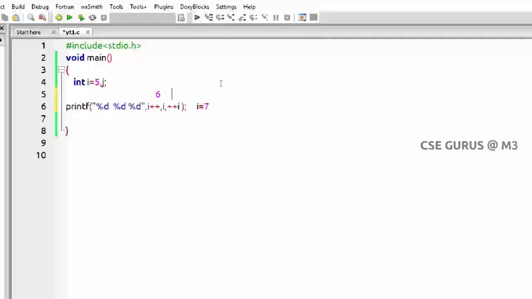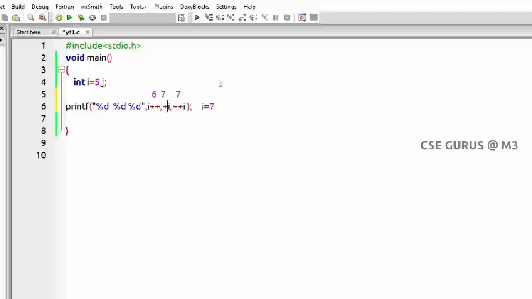So here, ++i is there, so 7. Here, i is there, so 7 will be taken. Not for this one, i++, I told you. The same thing happens for online GDB also, and right now I am using Code::Blocks. Here also it takes the same thing, right? You can even check it out on another compiler.